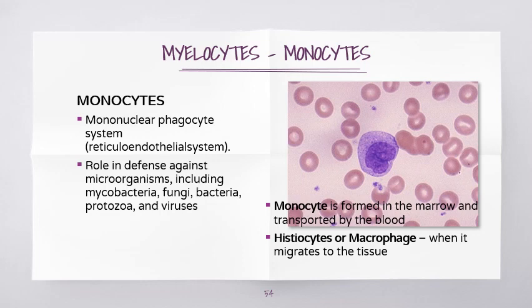So now we go to monocytes. Monocytes are actually part of your reticuloendothelial system. It also has a role in the defense against microorganisms, including mycobacteria, a causative agent of TB, fungi, bacteria, protozoa, and viruses. So you call it a monocyte when it is found in the blood, but when it migrates to the tissues, you will now call it histiocyte or macrophage. Okay?